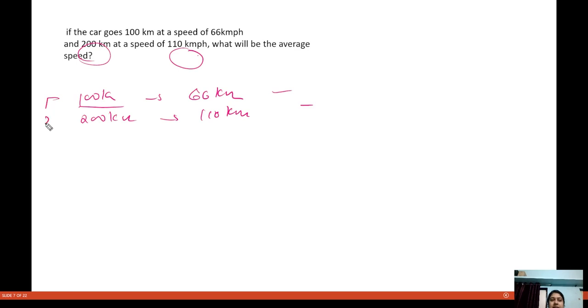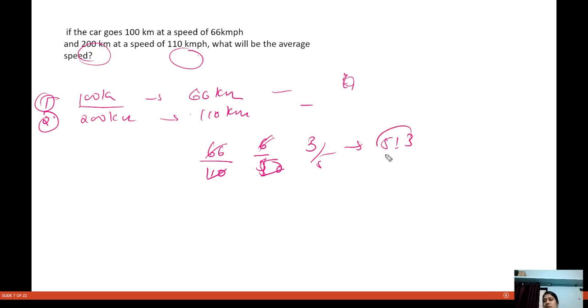The ratio of distance here is 1 is to 2, and the ratio of time here is 66 by 110, that is 6 by 10 or 3 by 5, and this becomes 5 is to 3. So now let us calculate this. So you have this 100, and you have this 66.